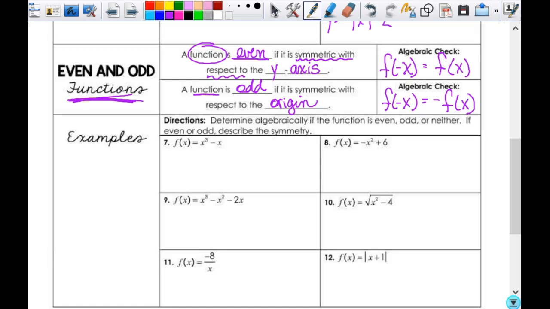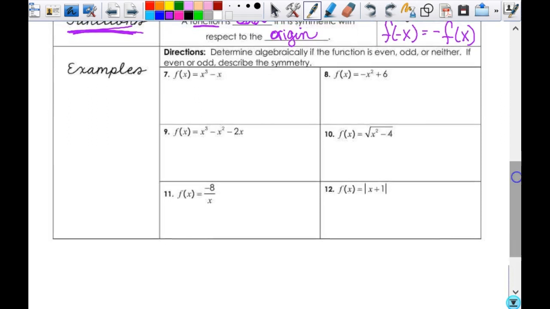These are functions. Everybody with me so far? So let's try this. For every single one of these, we are going to find f of negative x. So I'm going to start with number 7. We're going to do f of negative x equals negative x cubed minus a negative x.